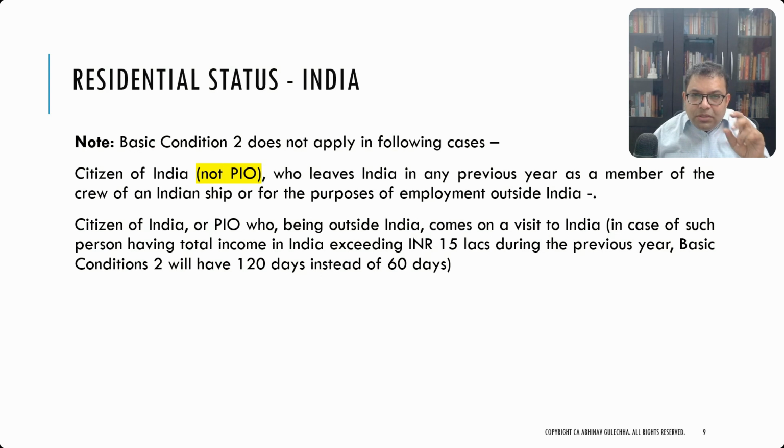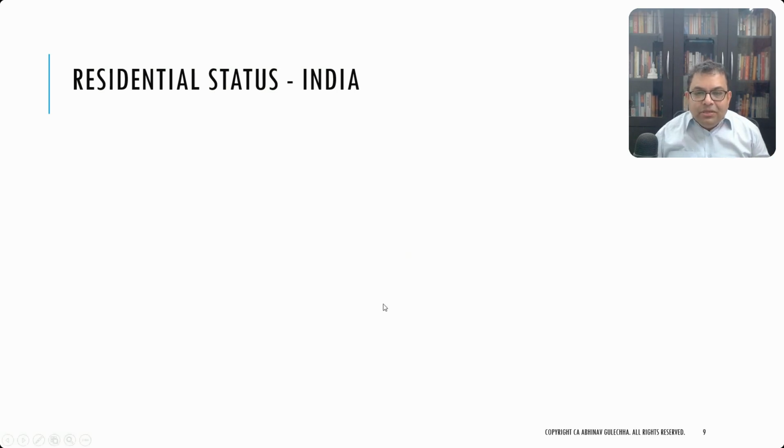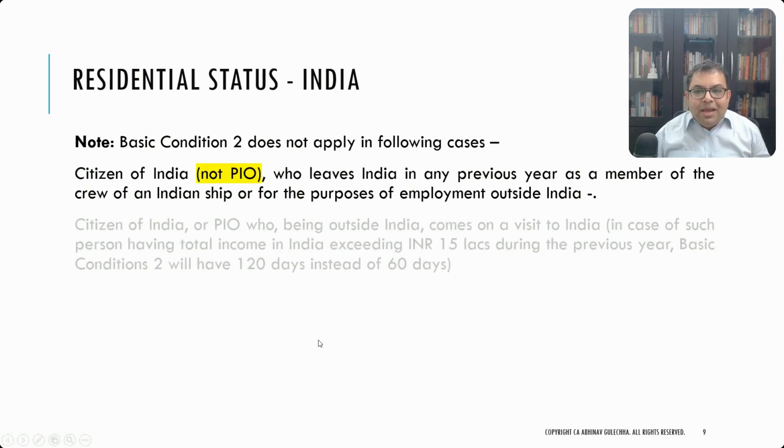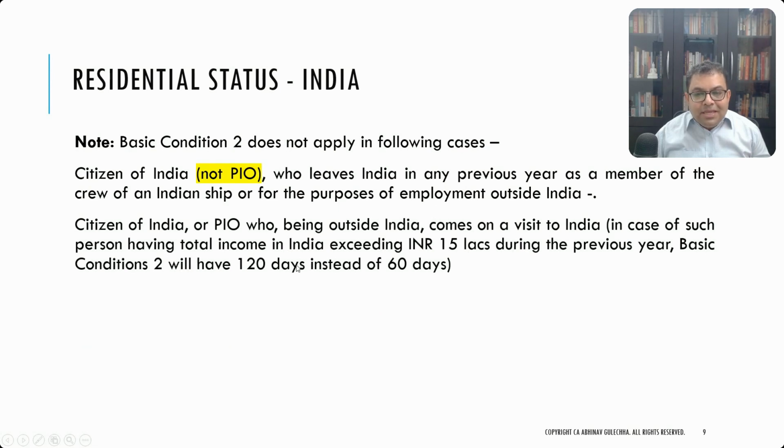Now there is one more small thing that has been added here: if that person has more than 15 lakhs income in India during that previous year, right? Indian income in that previous year, the basic condition 2 will have 120 days instead of 60 days. So the basic condition 2, generally it is not applicable in those two cases, but in this case, instead of 60 days, it will become 120 days.